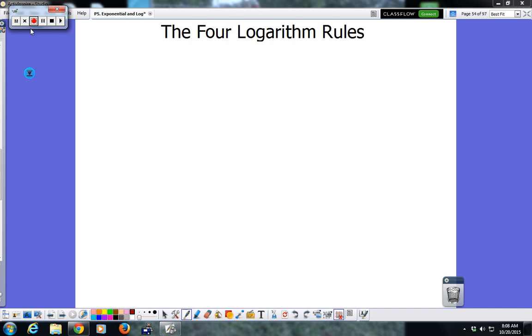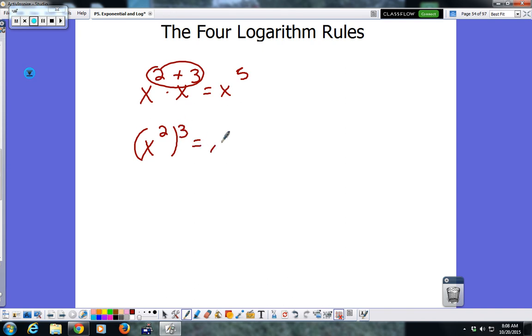Okay, here we go. The 4 logarithm rules. The 4 basic rules of logarithms. You're going to see that these rules are very similar to the rules of exponents, which I remind you, x squared times x to the third is x to the fifth. When you multiply these things, you add exponents. X squared to the third power is x to the sixth power. X to the fifth over x to the second, you subtract exponents, is x to the third.